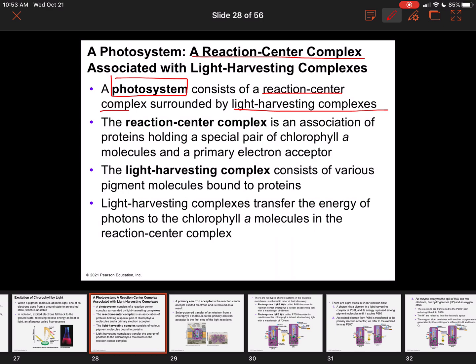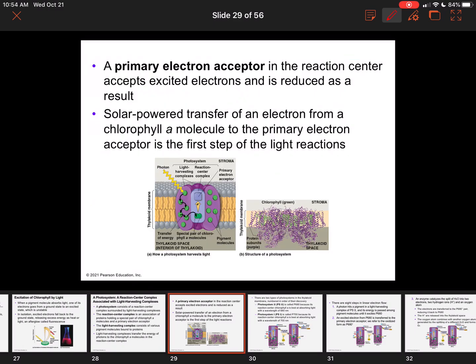But the light harvesting complexes will transfer the energy of the photons, so that's the energy of our light that's coming in, to a chlorophyll A molecule that will be found in the reaction center complex. So that's the main idea of what's happening here. We're going to take the energy from the sun and transfer it over to the chlorophyll molecules that are found at the reaction center complex.